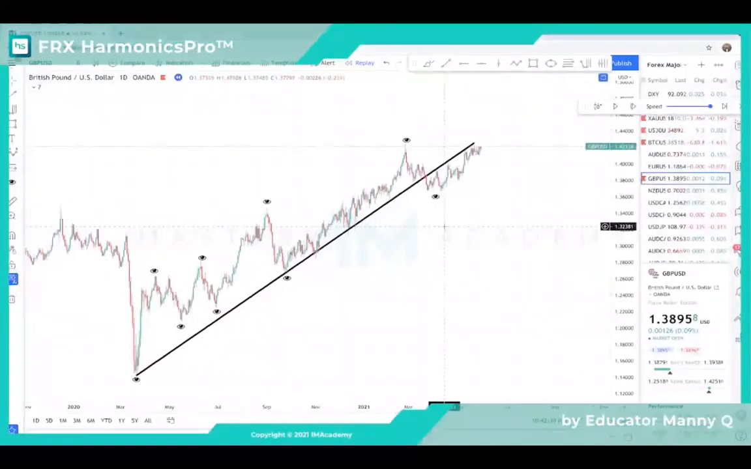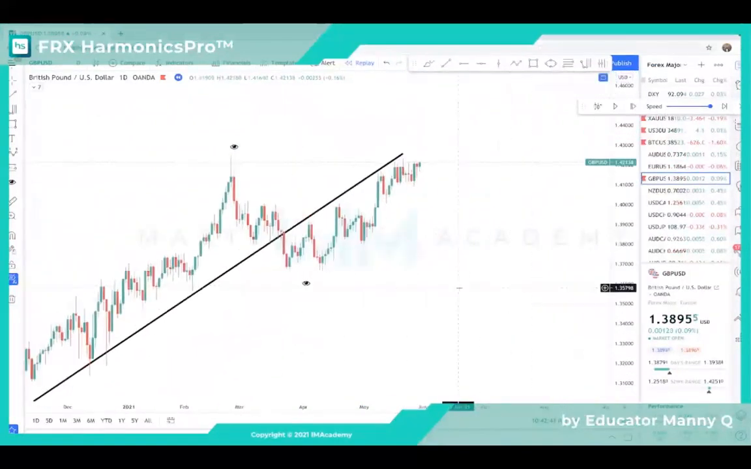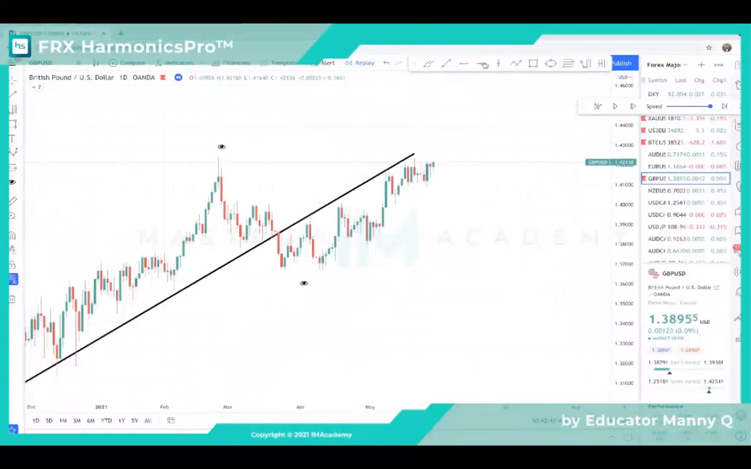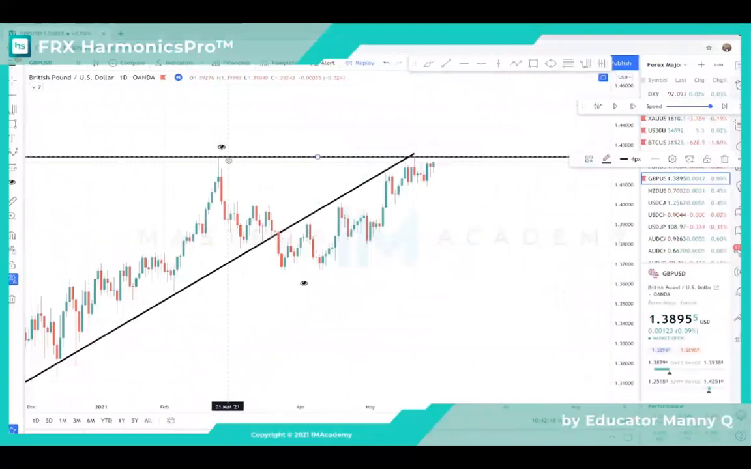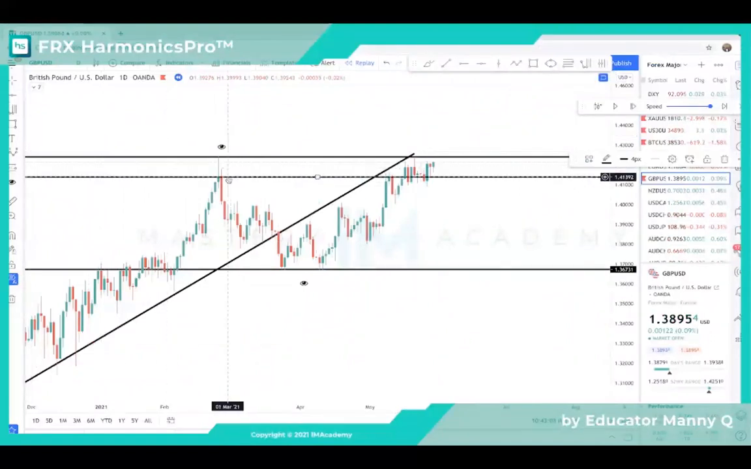So let's come over here and take a look at some zones. What I'm going to do is get our horizontal ray, and then we're going to begin to highlight some important key areas. So we have the wick high, and then we have the wick low right over here. Those are some zones. We also have the body of the candles right over here. That's a good zone. And we also have the body right over here.